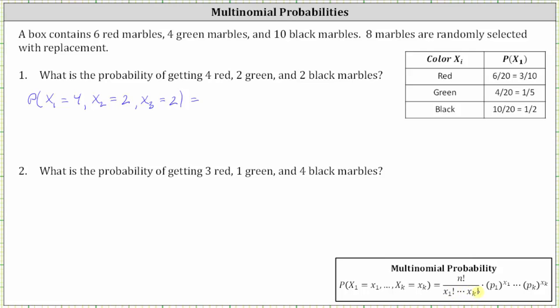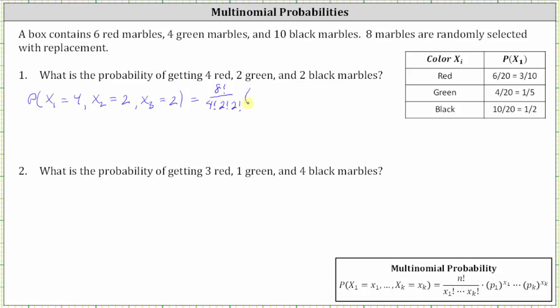So because we are selecting 8 marbles with replacement, we have 8 factorial in the numerator. And then because we want 4 red, 2 green, and 2 black marbles, we divide by the product of 4 factorial, 2 factorial, and 2 factorial. This gives us the number of ways of getting 4 red, 2 green, and 2 black marbles.